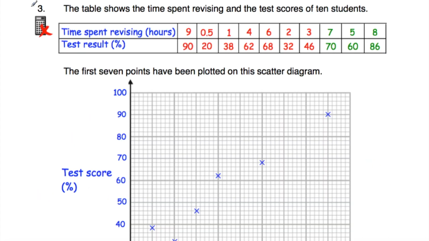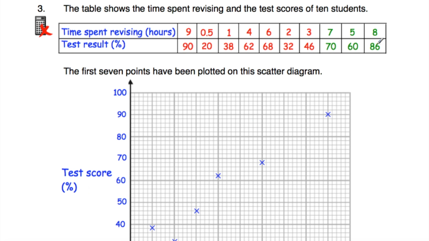Okay, let's have a look at our next question, question number 3. Question number 3 says the table shows the time spent revising and the test scores of 10 students. So here we've got 10 students, 1, 2, 3, 4, 5, 6, 7 that are in red, and then we've got 3 that are in green, 8, 9, 10. And it says the first 7 points have been plotted on this scatter diagram.